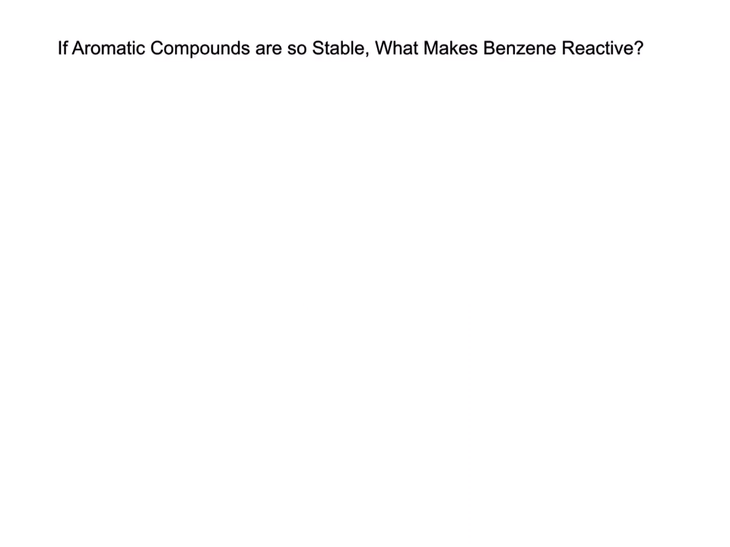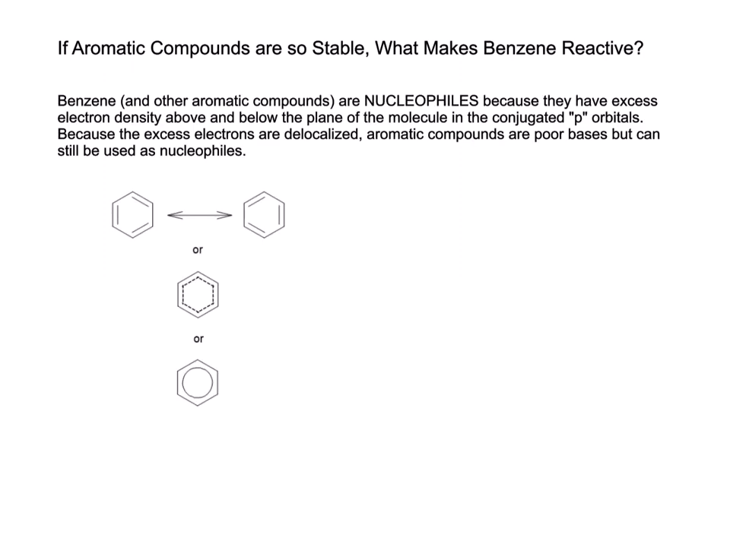By the time you start learning about EAS reactions, you've already learned about aromatic compounds and the fact that they are particularly stable. So if they're so stable, what makes them reactive in the first place? If we go back to our general definition of what a nucleophile is, it's a region of excess electron density. And benzene, as well as other aromatic compounds, are nucleophiles because they have excess electron density above and below the plane of the molecule in their conjugated p orbitals. Because these excess electrons are delocalized, however, aromatic compounds are poor bases, but they can still be used as nucleophiles.